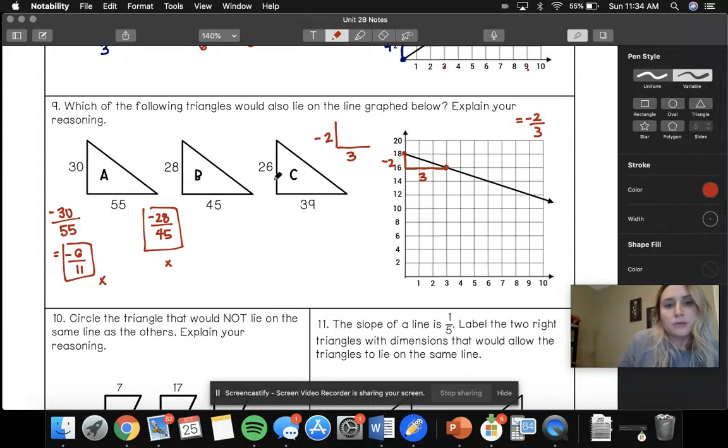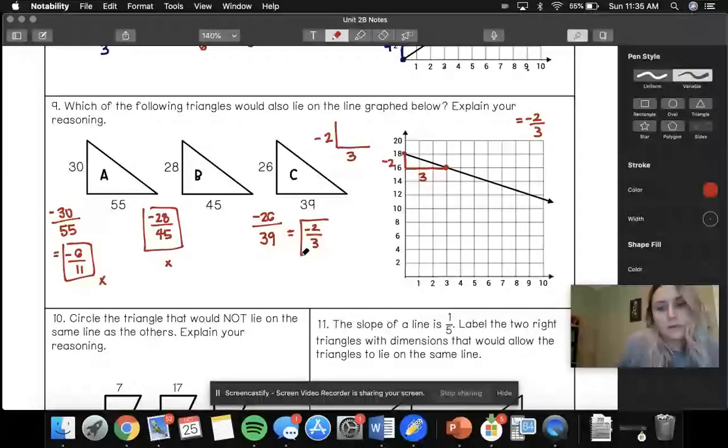C has a rise of going down 26, so negative 26, and then over 39. And then when I type in negative 26 ABC 39, I get negative 2/3. And that does match the slope of the line. So C is the correct answer.